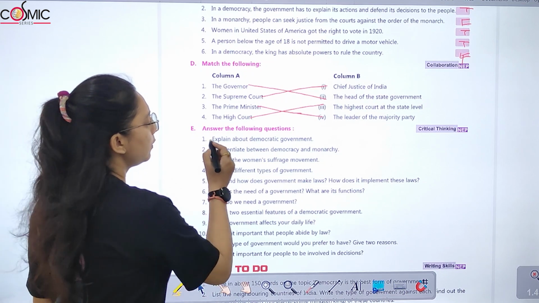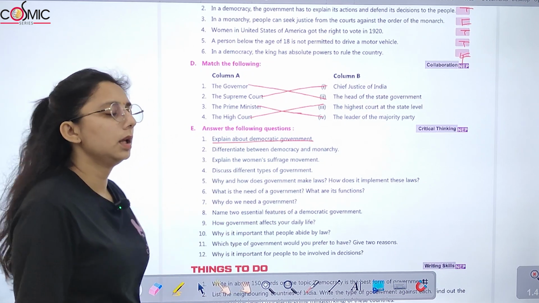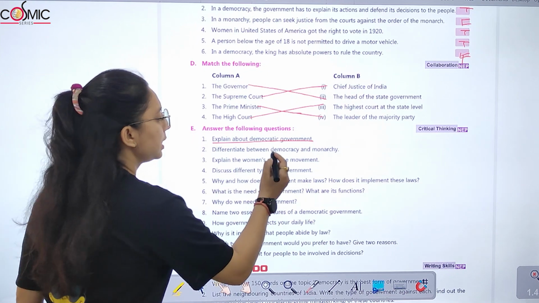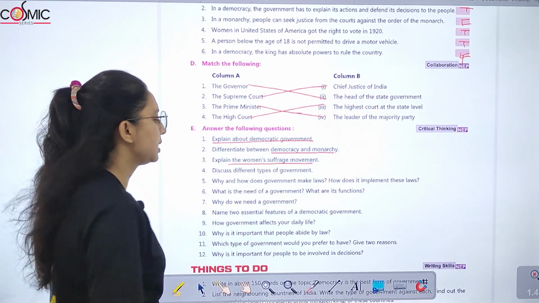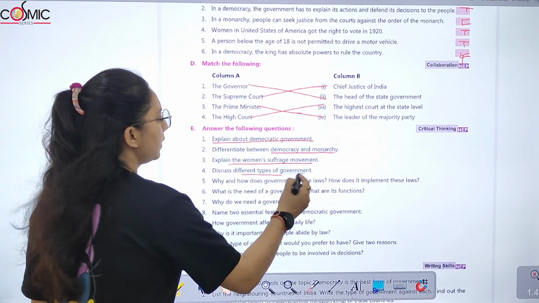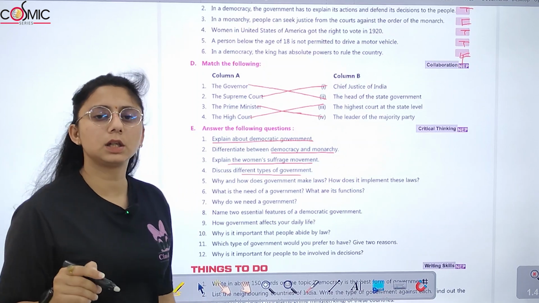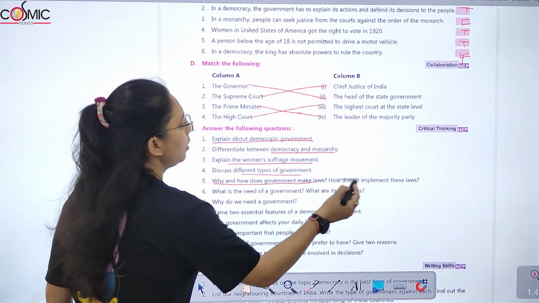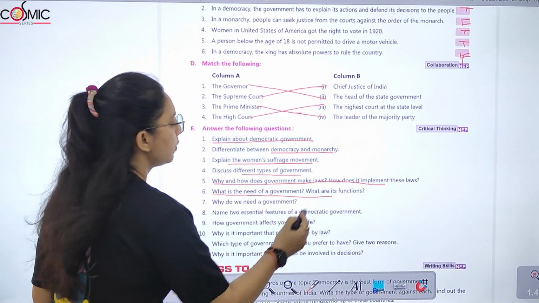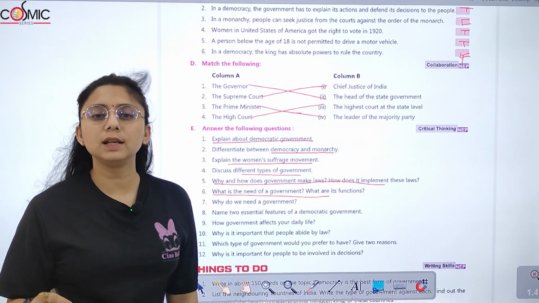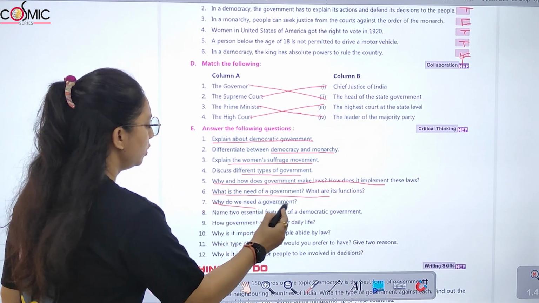Now answer the following. Explain about democratic government. Then you have to give the difference between monarchy and democracy. Explain the women's suffrage movement. Then you have to tell the different types of government: democracy, dictatorship, monarchy. Why and how government makes laws and what is the need of government. You have to tell what the functions of the government and its leaders are. Why do we need government?